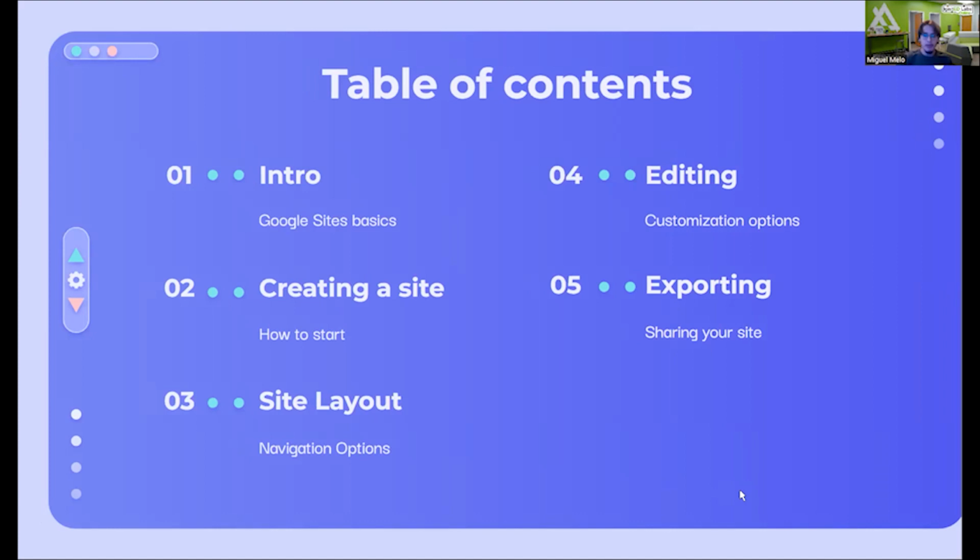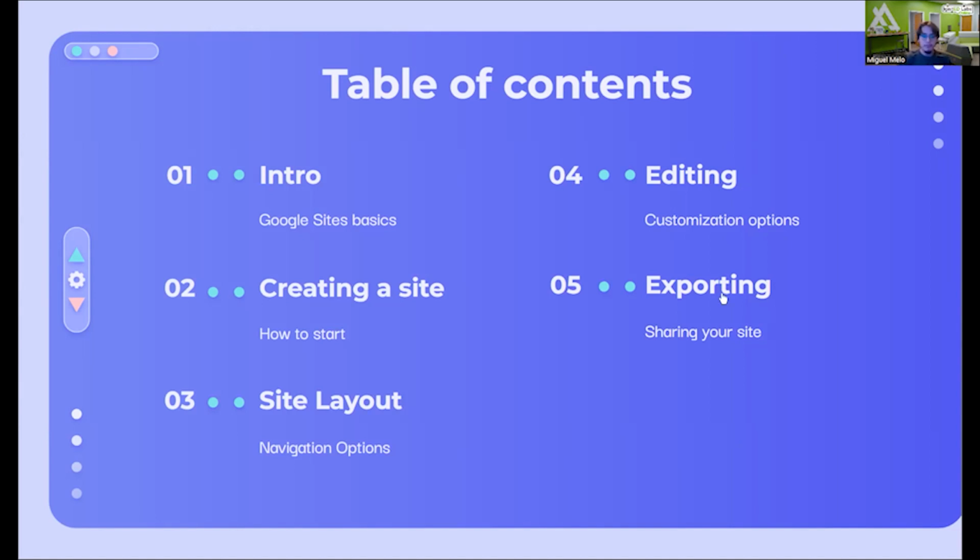Cool. All right, so this is the basic table of contents for the presentation. Like I said, I'm going to be going over Google Sites basics, which include what to do with it, how to use it, how to log on to it, and what it really is. Next, we have a section going over how to create a site, how to access Google Sites, what you need to actually make a website, the site layout of Google Sites, so how it looks, the actual editing of Google Sites, such as customization options, and lastly, exporting or publishing your site so others can view it.